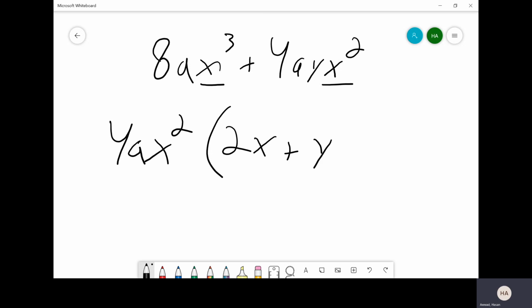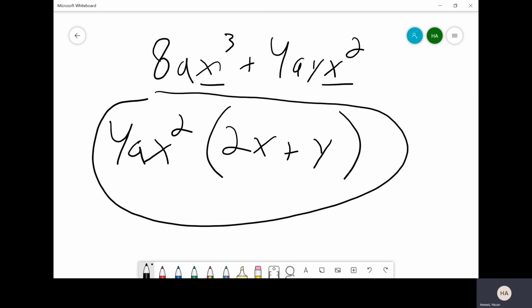And we took out the maximum amount of x's possible, right? There was x squared, and we took out an x squared from the term on the right. So we are just left with this. And this is our final answer, 4ax squared times 2x plus y.